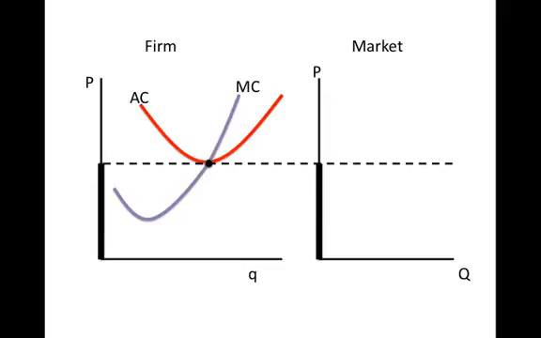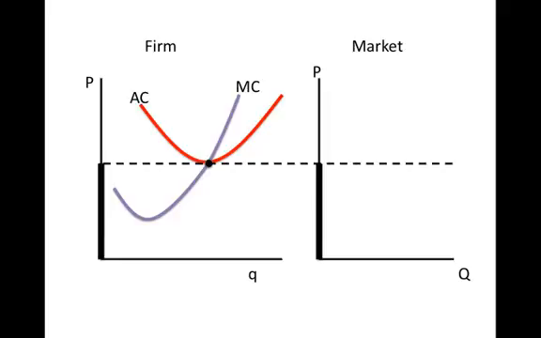Now, what's going on here is that through competitive forces, all firms, if they're going to choose to produce, will be producing at the point where price is equal to marginal cost at the shutdown point. So all firms would be producing at that little black dot at the minimum of the average cost curve.